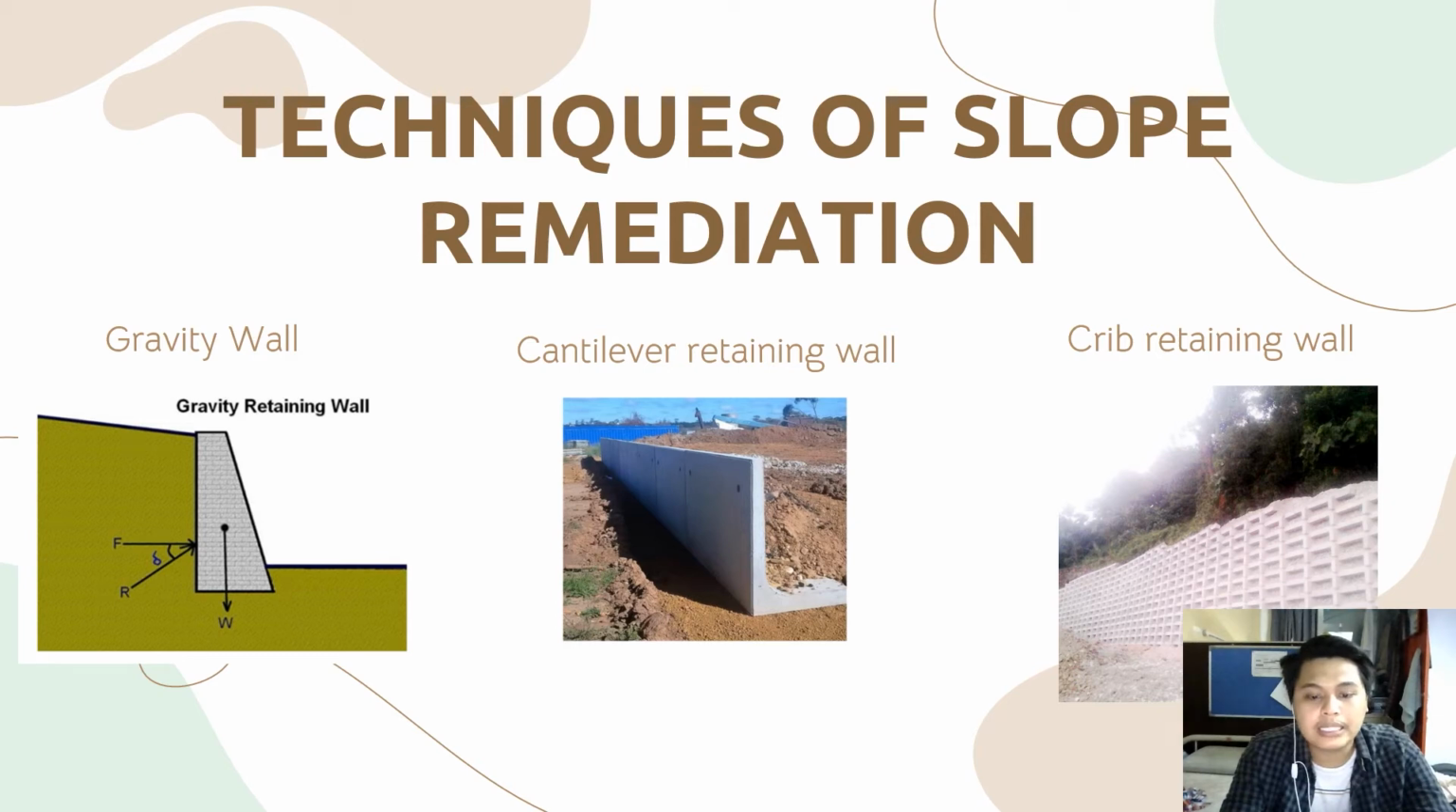And the third one is the crib retaining wall. Crib retaining walls are retaining walls whose construction can be built on the site or elsewhere and then installed on the site. This retaining wall concept is mostly used to regulate soil pressure in the mountains and to construct roadways when the mountain soil is semi-vertical in angle.